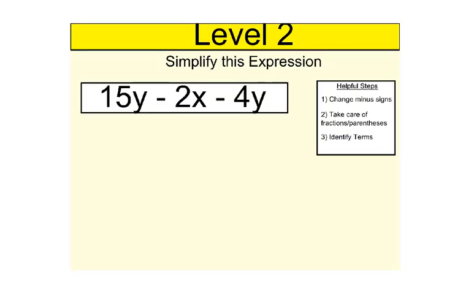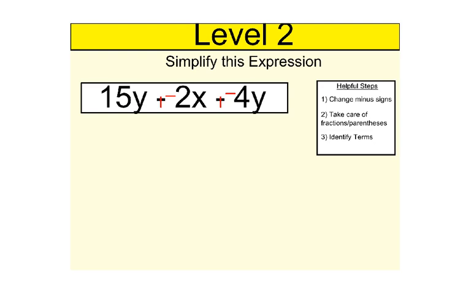Okay, how do we simplify an expression? You do the same thing that we've been doing, it's just got more than one variable this time, and you can only combine the variables that are like terms. So the first thing we're going to do on this problem is start with helpful hint number 1, which is change the minus signs. So we're going to change this to plus and plus a negative. Okay, then we're going to take care of parentheses or fractions. Hey, there aren't any. Next is to identify the terms so we can get our like terms.